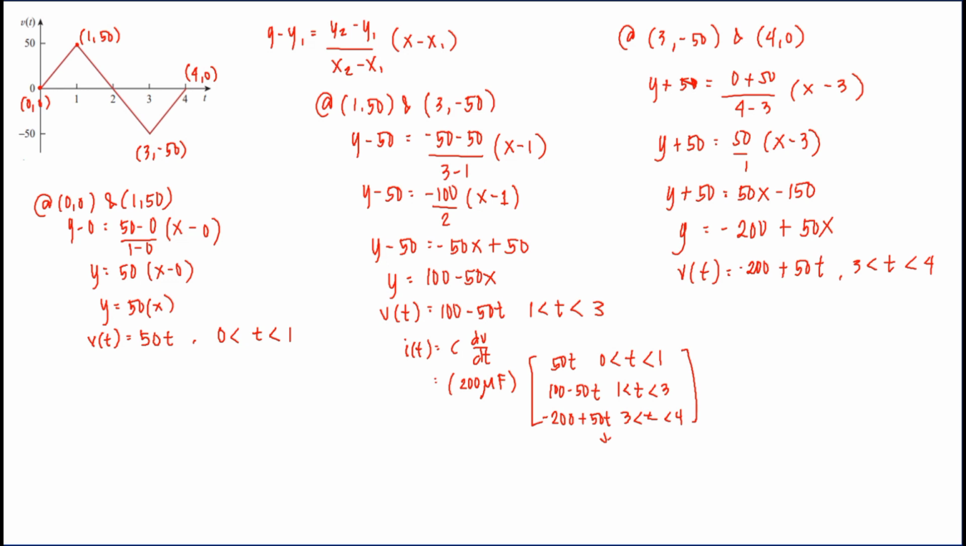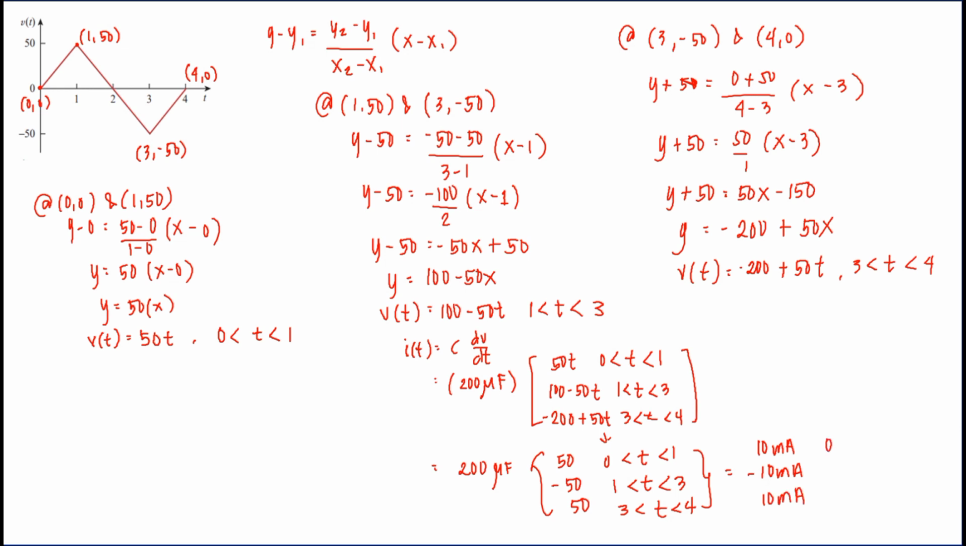So let's write this here. 200 microfarad multiplied by the derivative of 50t, that is 50. The derivative of 100 minus 50t is negative 50. Then the derivative of negative 200 plus 50t is 50. Now let's just write the limits. So our answer would be equal to 10 milliampere, negative 10 milliampere, and 10 milliampere.